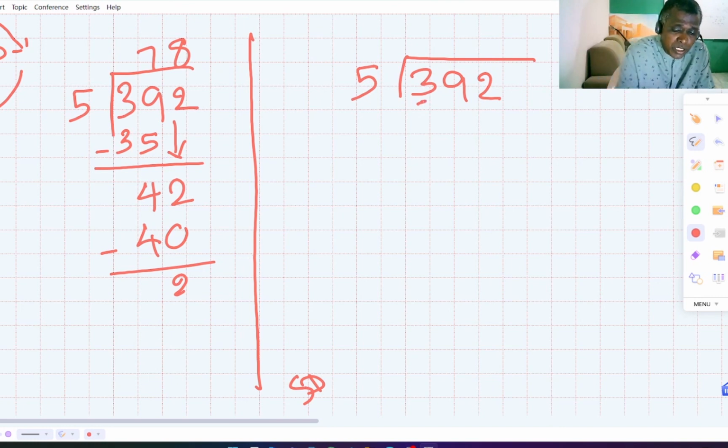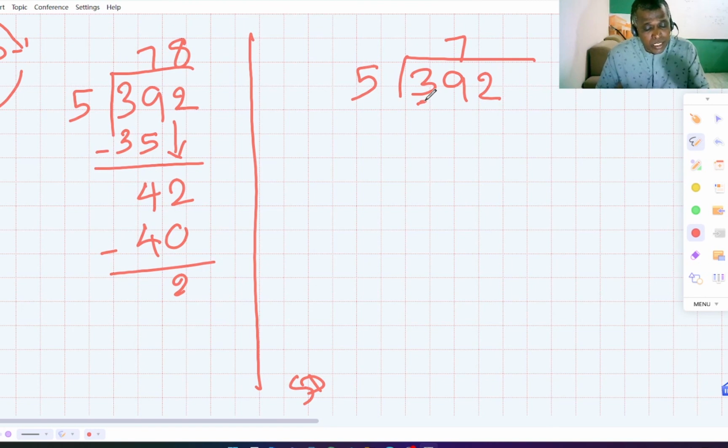Now I know that 3 is not possible to do. I am taking 39. 39 divided by 5. You know, 5 times 5 is 25, 5 times 6 is 30, 5 times 7 is 35, 5 times 8 is 40. What is not possible? That is coming with the 7. 7 is 35. Here you got 39. 39 minus 35. You have to do it with your brain.